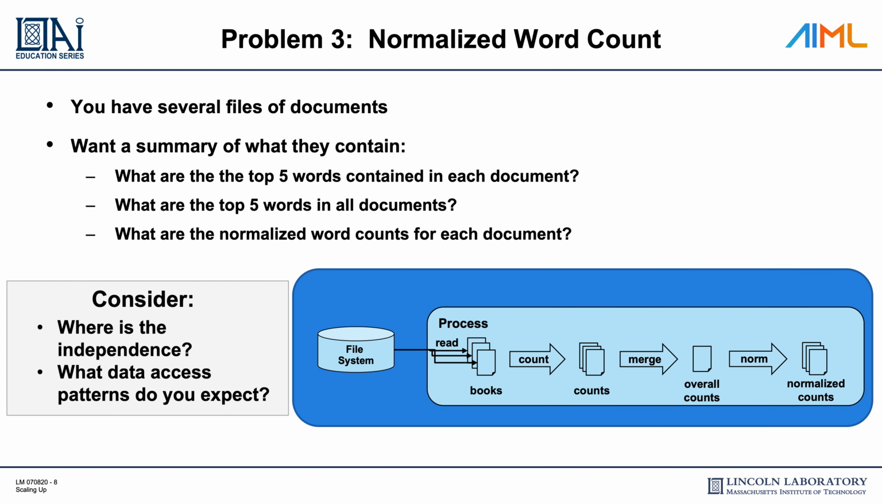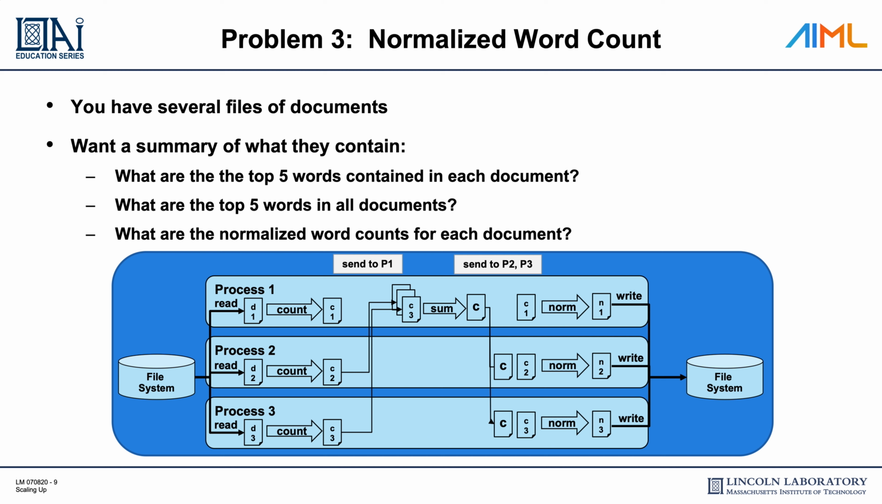Finally, let's take it a step further. We want to know which words are unique for each book by dividing the count for each book by the overall word count. We'll call this the normalized word count. We could do this as a MapReduce application like we did before, but there is an additional step at the end that is independent, assuming each process has the overall counts. This is a parallel application. Each process can count the words in each book and send their counts to process 1, who does the merge. Process 1 then sends the overall counts to process 2 and 3, who can produce the normalized counts and write out the result.